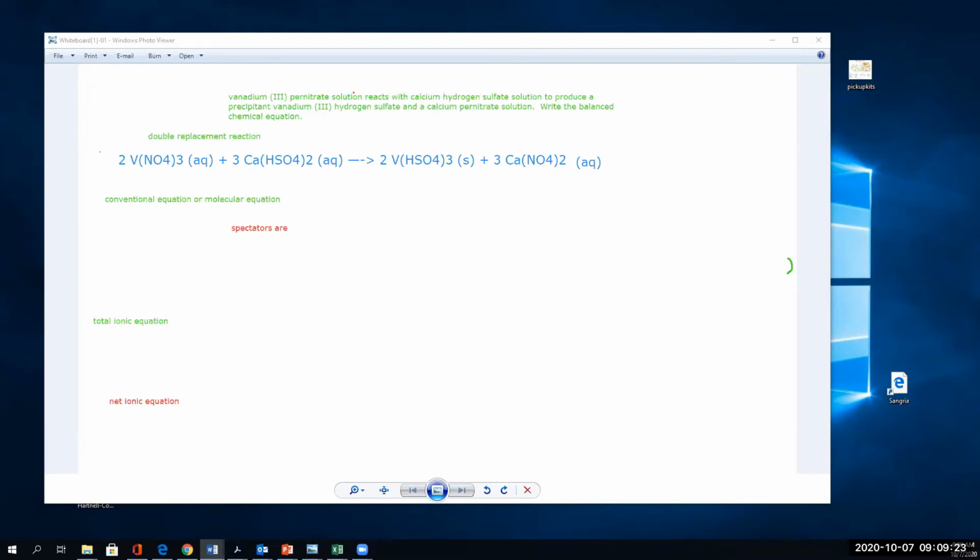Does somebody still need me to do the total ionic? What's the CPO target? Group members? Anybody? Yes. Okay. Are you done driving? Yeah. All right, just making sure. I actually got it. I think I have it right. I'm still working on it, though.